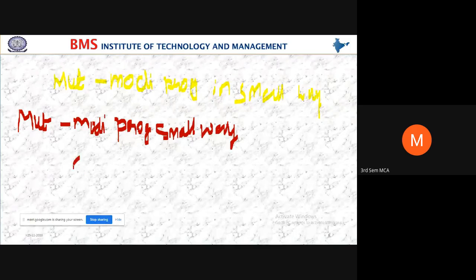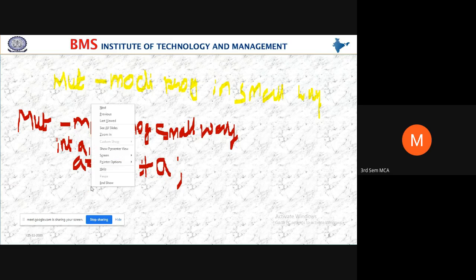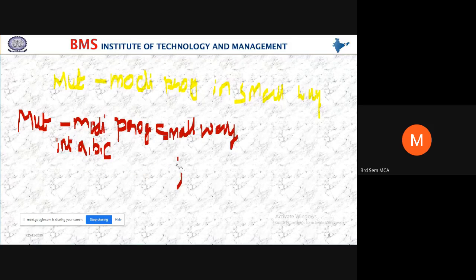Say, for example, I'm writing a program to add two numbers. First I have declared variables as integer, students: int a, b, c. This is the program I have written. And my expression is b plus c plus a. Can I write like this, students? Or I'll write like this. I have declared a variable.